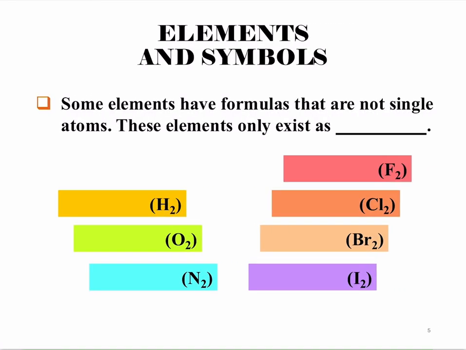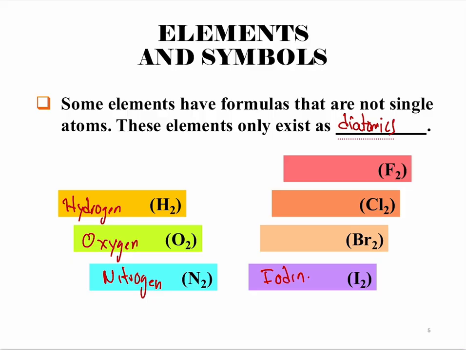We've also mentioned before that some of these elements in their natural form don't exist as single atoms, right? So we talked about elemental molecular compounds. These only exist as diatomics, right? So H2 is hydrogen, O2 is oxygen, nitrogen is N2, iodine is I2, bromine is Br2, chlorine is Cl2, and then fluorine is F2.